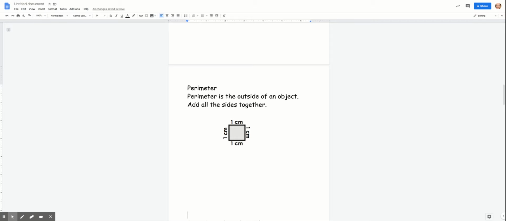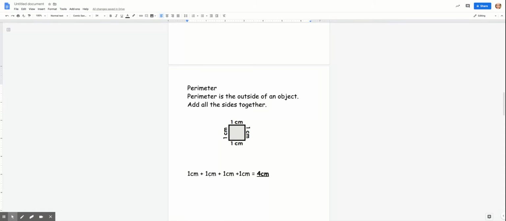So in the video, you learned that perimeter is the outside of an object. And to find the perimeter of an object, you add all of the sides together to get the measurement of that object. So in this tile, we have 1, 2, 3, 4 sides because it's a square, and each side is 1 centimeter. So if we wanted to find the perimeter of this object, we would add all of the sides together.